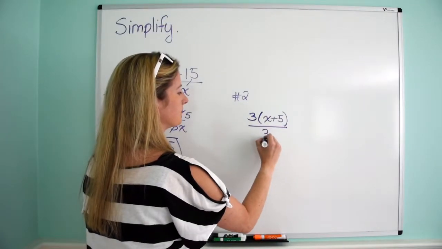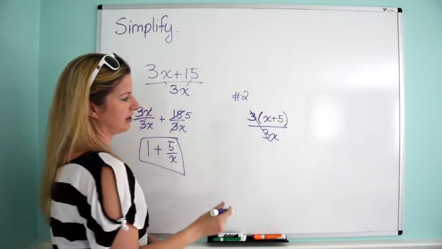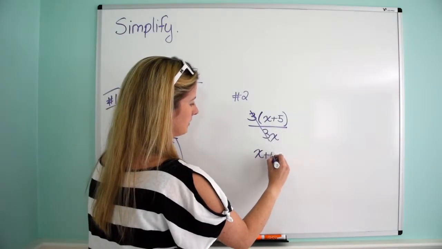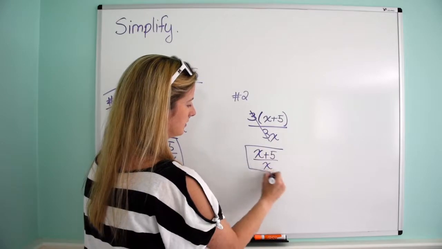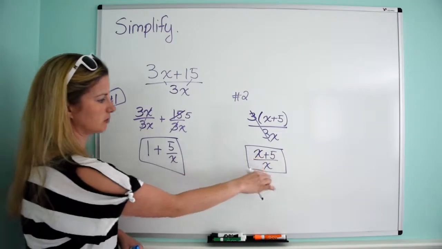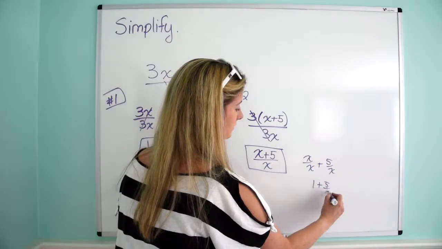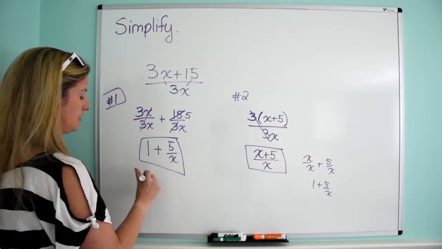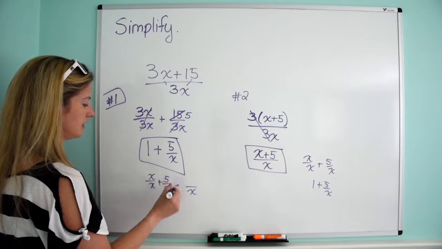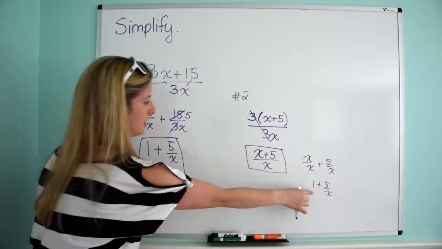And then it's over 3x. Now, because this is multiplication, we are allowed to divide out or cancel, okay? So you divide out there, and then you are left with x plus 5 over x as your answer, okay? Now, that's the same as this. These are both the same, because if you were to break this up, it would be x over x plus 5 over x, which would just be 1 plus 5 over x. And if you were to do this and get common denominators, it would be x over x plus 5 over x. So the common denominator is x, and the numerator is x plus 5. So as you can see, this is the same as this, and this is the same as this.